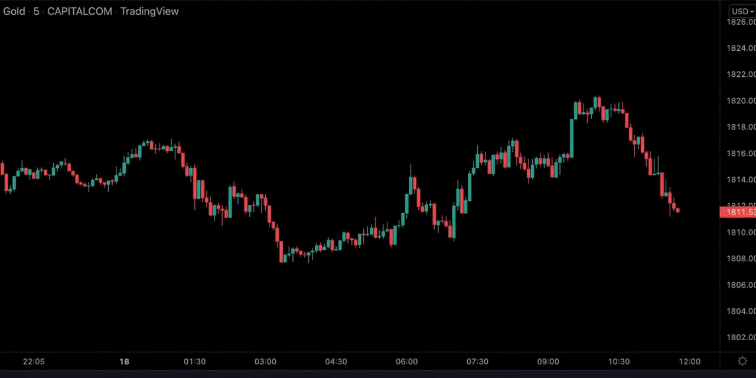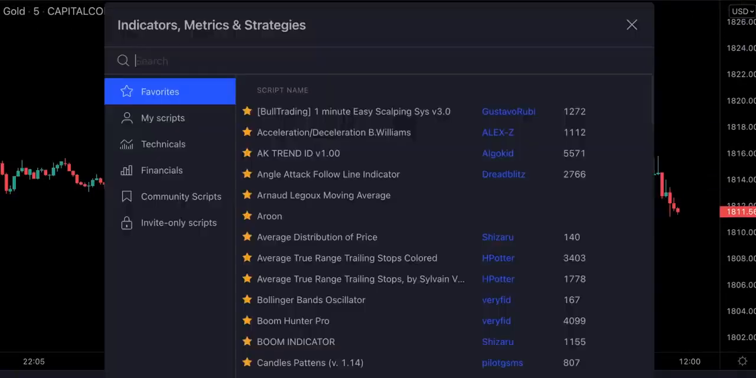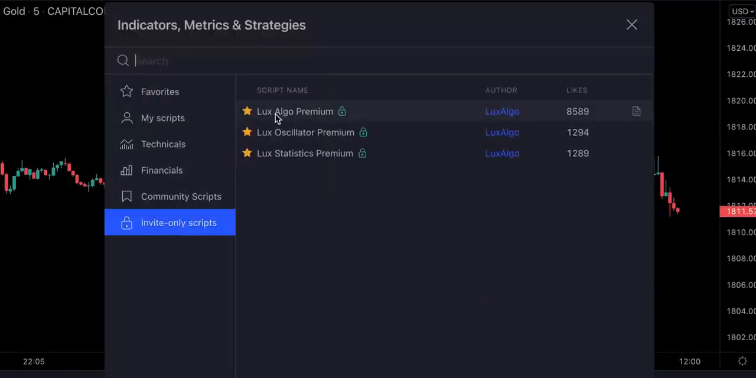The creator of this tool claims that it works on all time frames and all markets. I'm going to do my backtesting on a price of gold 5-minute chart, and now let's go ahead and add our indicator. So we're going to head over to invite only scripts and pick this indicator right here.